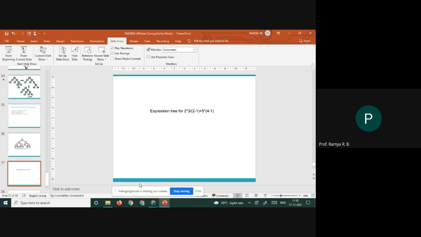I'm discussing this once again because I had discussed expression trees initially when I was explaining the different types of tree. After that, I have not separately explained expression trees. This is just a probable 5 mark question, so I'm just revising it once again. Done?